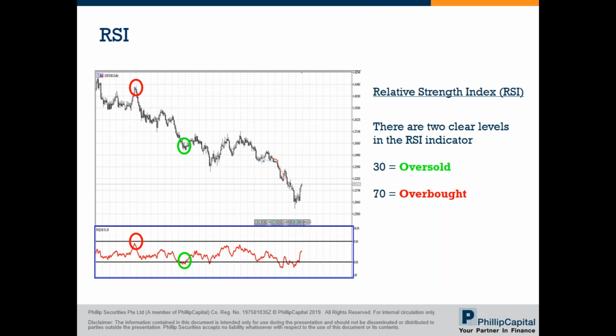And the overbought level is marked out by the red circles, corresponding both in the chart and the indicator. You can see that as soon as price touched the 70 level or was approaching it, it tells us that it is overbought, and price subsequently reversed and moved lower. So that is how you use the RSI indicator.